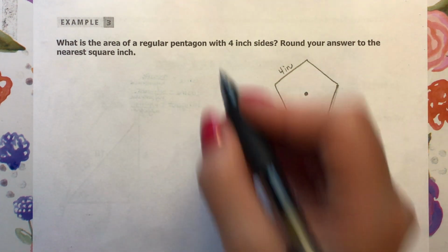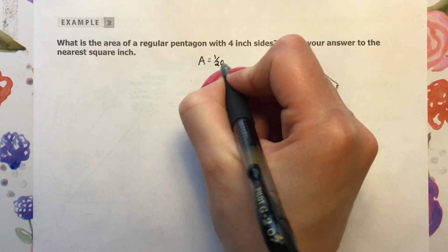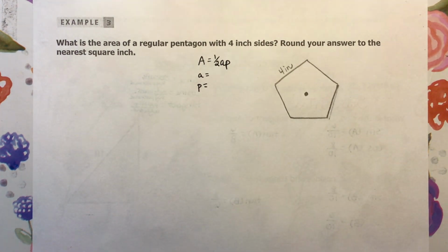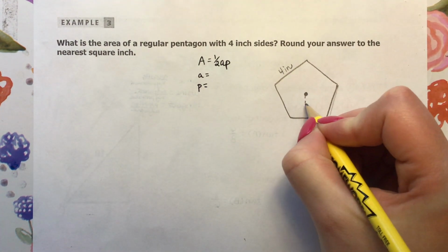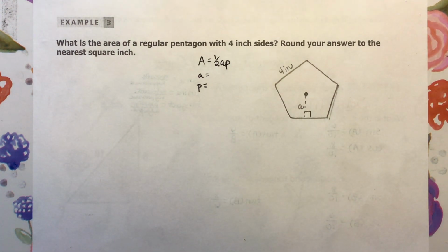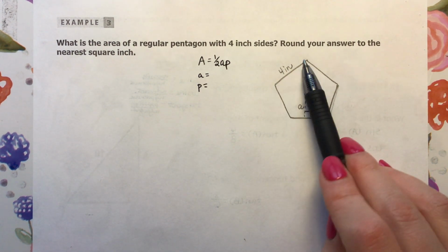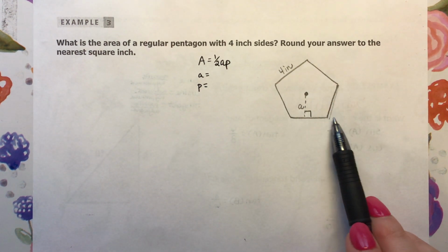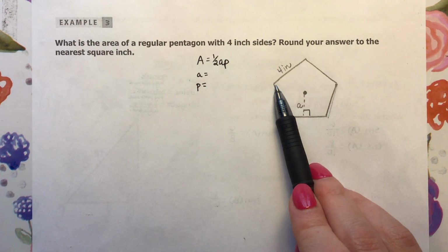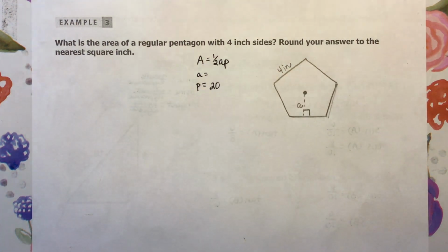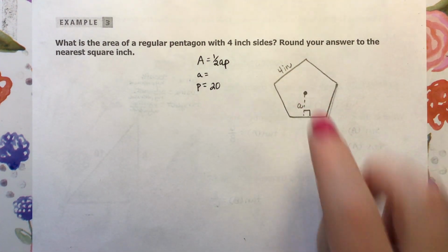So I know that I need to use the area formula, 1/2 apothem times perimeter. I don't know the apothem, I don't know the perimeter, but I can figure both of them out. So I'm going to draw in my apothem real fast and label it as A. And remember, this is a regular pentagon. So if one side is 4, and I'm trying to figure out the perimeter, that's 4 plus 4 plus 4 plus 4 plus 4, or 4 times 5, which is 20. So the perimeter is 20. That part was easy. Now we need to figure out the apothem.